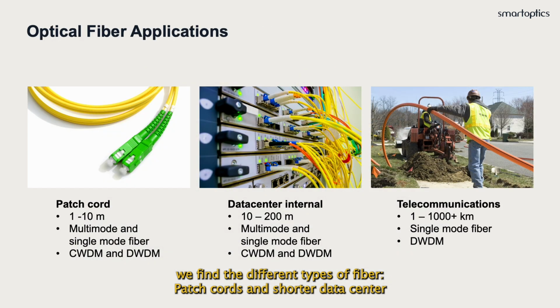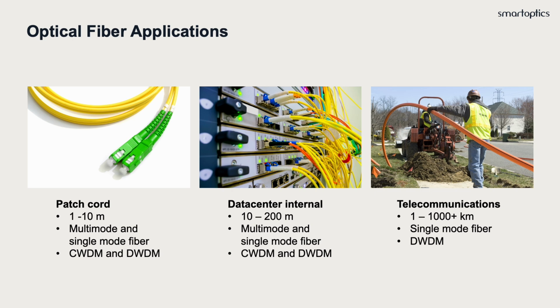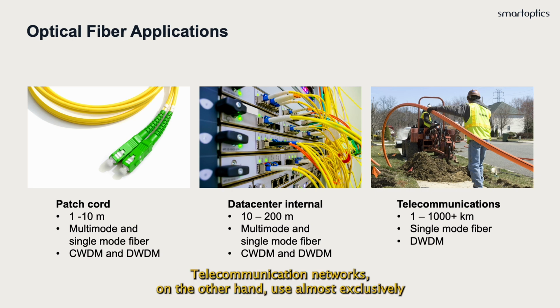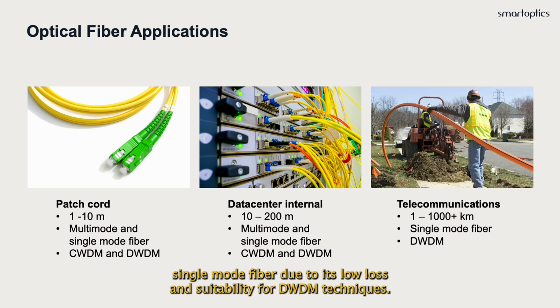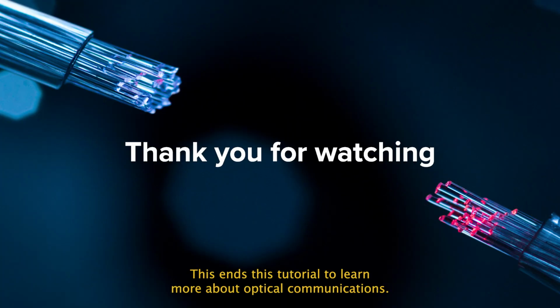Patch cords and shorter data center internal connections can be either single mode or multimode fiber, but they must be single mode fiber if they are to be used for DWDM. Multimode fiber is also found in home entertainment systems. Telecommunication networks, on the other hand, use almost exclusively single mode fiber due to its low loss and suitability for DWDM techniques. This ends this tutorial.